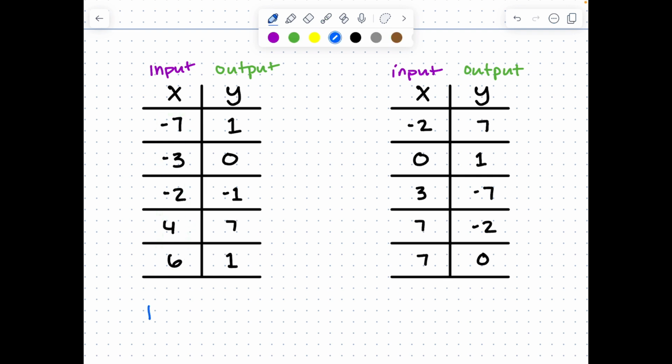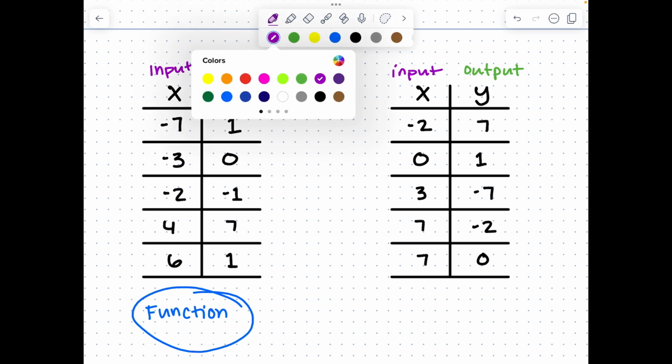If all of the inputs are unique and they have an output, then this is a function. In the next table, we start to look at that. We see, okay, -2. There's no other -2s, so we know -2 always maps to 7. There's a 0, no other zeros, so 0 always maps to 1. 3, same thing, but now we have this double 7.